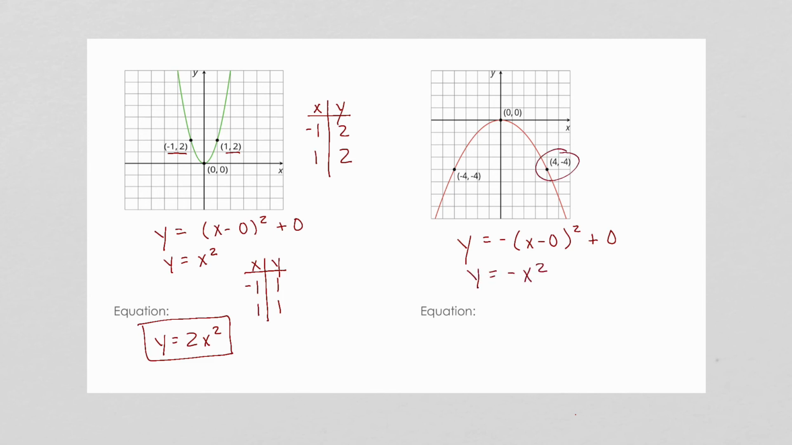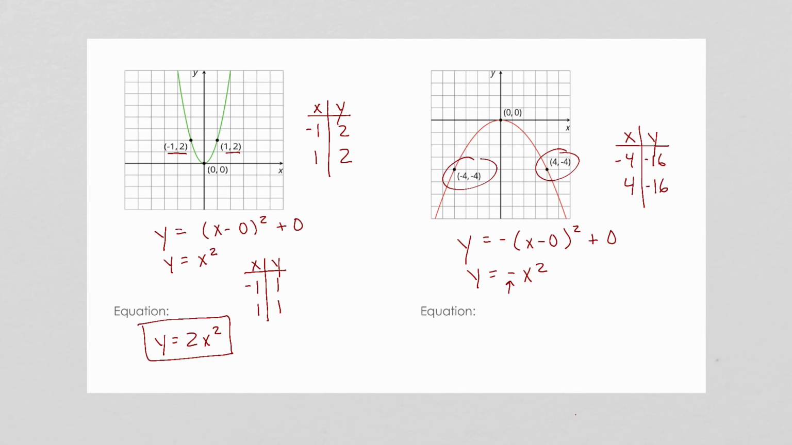But now these 2 points have to work in my equation. Let's see if they do. Negative 4 and 4. So I should get as an answer negative 4 for both of these. Let's see what happens. If I plug negative 4 in, negative 4 times negative 4 is 16, but it's going to be a negative 16 because of this negative sign here. 4 times 4 is 16. That would also give me negative 16.